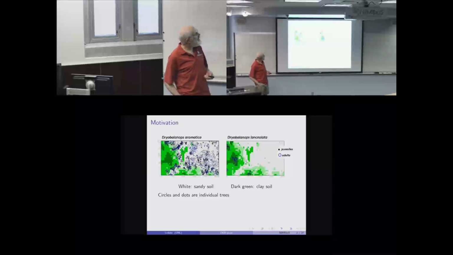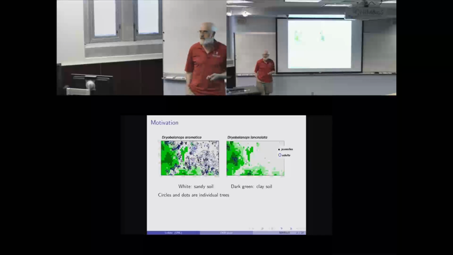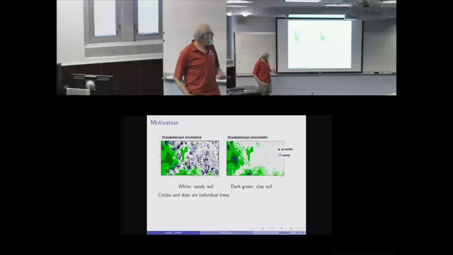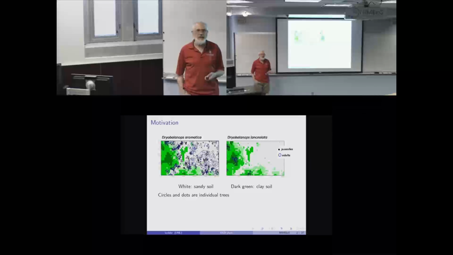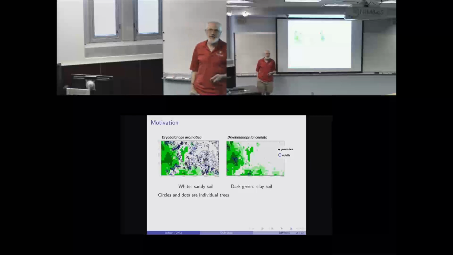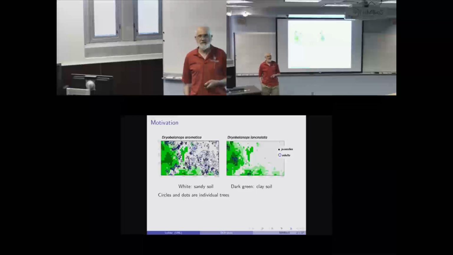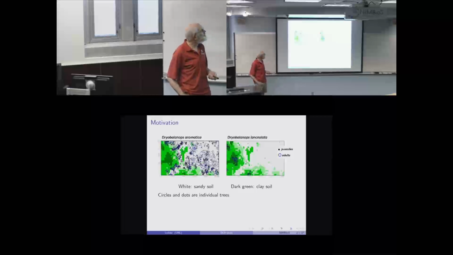So this is a combination of a soil map and a tree census. So the background colors are the soil map. White is sandy soil, dark green is clay soil. The other two colors are something in between. The circles and dots are individual trees. This is at a national park in Borneo. Every single tree has been censused. This area is very thoroughly studied.